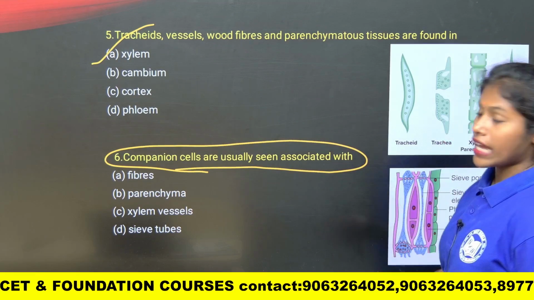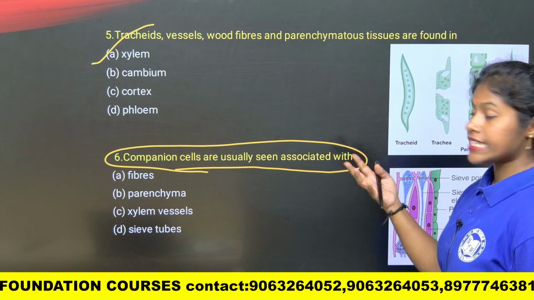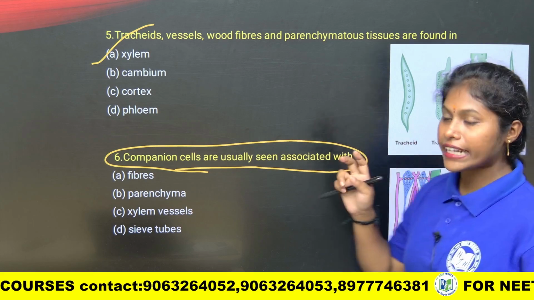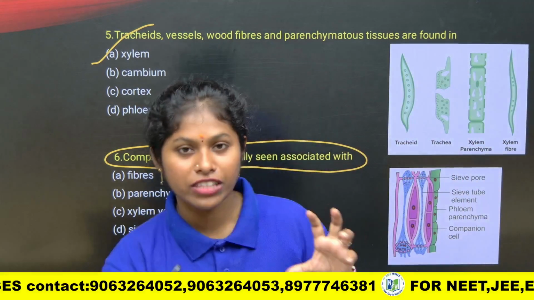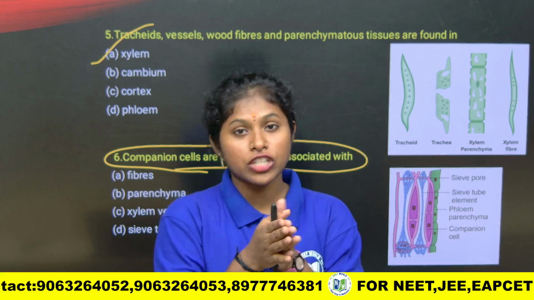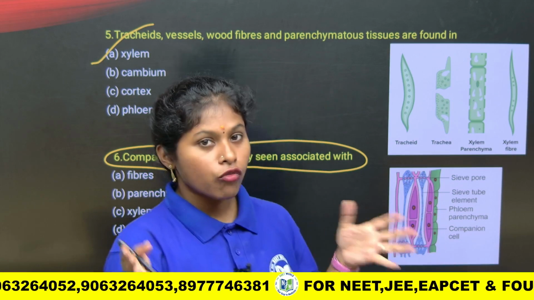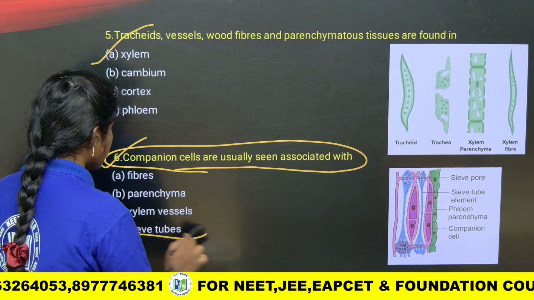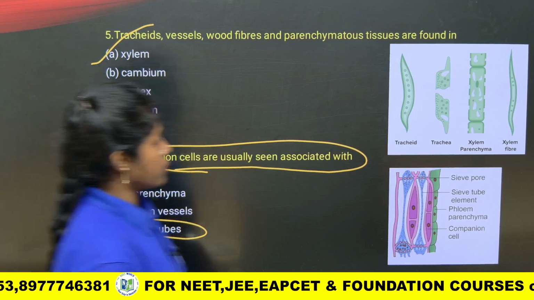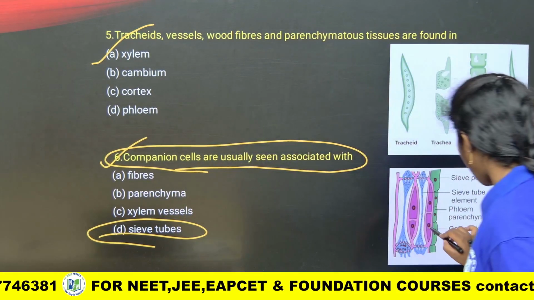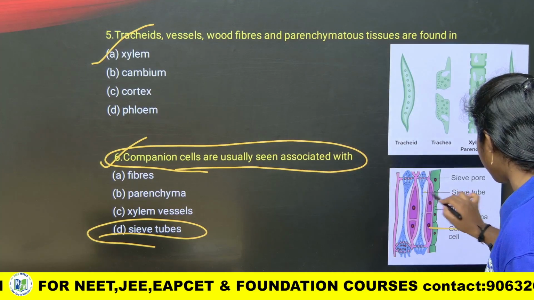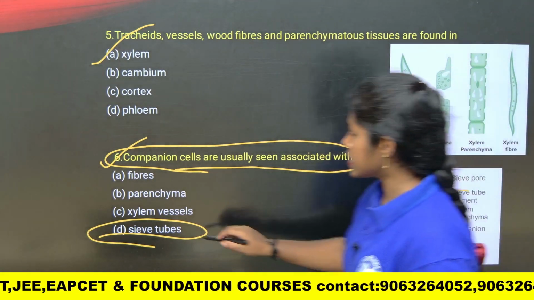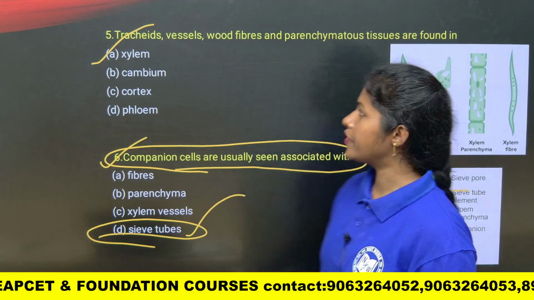So here we know the phloem components are companion cells, sieve tubes, phloem parenchyma and phloem fibers. We know that companion cells and sieve tubes have a common special connection, which we call plasmodesmata. See here, this is the companion cell, children, and this is the sieve tube. There is a connection between them, right? Here the answer is sieve tubes for this question.